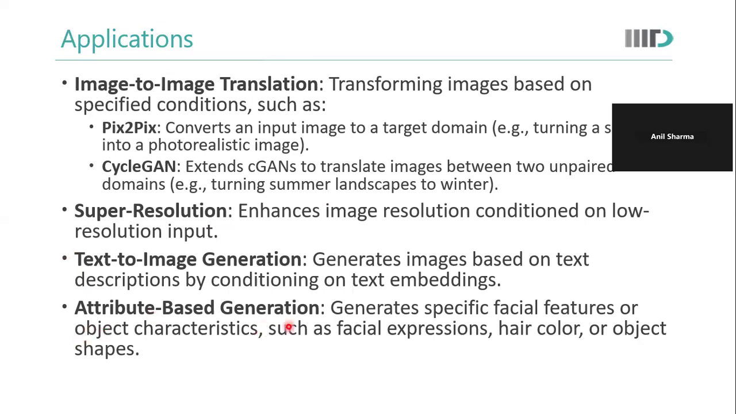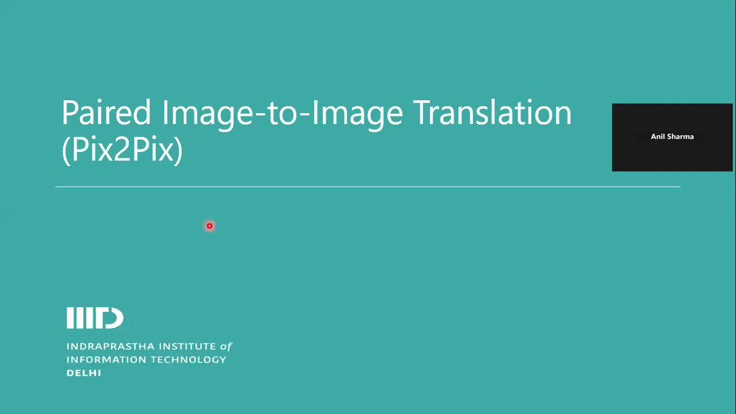Now, attribute-based generation. For example, you can specify facial attributes or facial features or object characteristics. So, for example, let's say I want to generate a face with a smile, or with black hair, or maybe some object shape you want, right? Based on these attributes, we can generate the images. This condition is given as input to the generator and also to the discriminator. Let's just see how these things are actually done. So this was a brief intro about it.